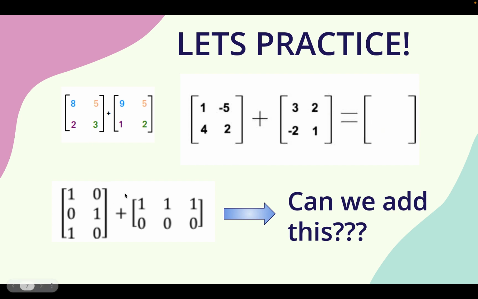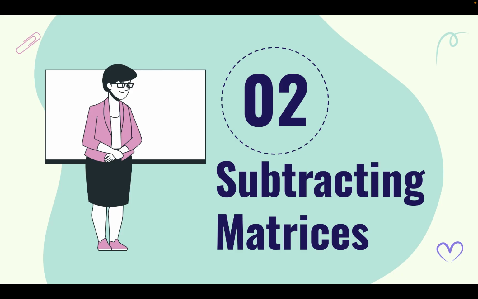And here, this is something I need to explain because this is actually the main rule when it comes to adding matrices. You can't add matrices that have different dimensions. Here, we have a 3 by 2 matrix, and here we have a 2 by 3 matrix. These do not have the same dimensions, therefore they cannot be added. So, that was it when it comes to adding matrices. Now let's move on to subtracting matrices.